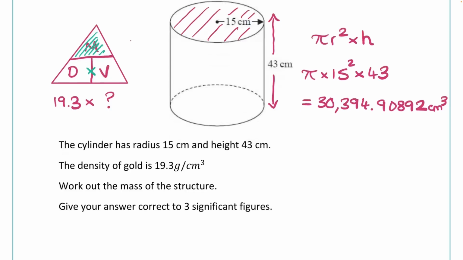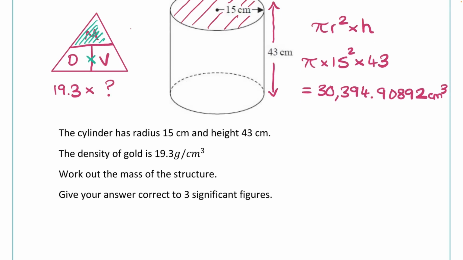So we now have all the pieces, we've got the volume, we were given the density, so to work out the mass, I just need to do 19.3 multiplied by that long number up there, which I'm going to leave on my calculator, so I don't have to keep typing it in, but 394.90892.